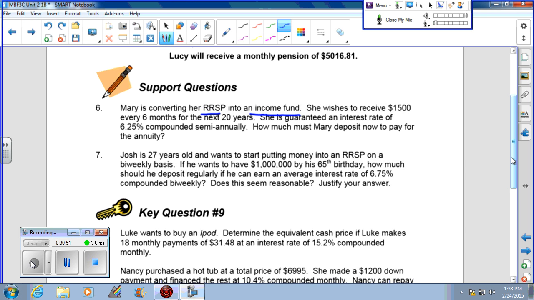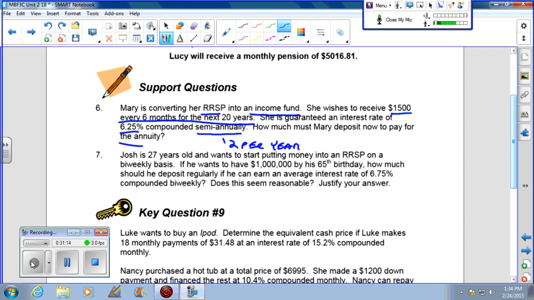Mary is converting her RSP into an income fund. She wishes to receive $1,500 every 6 months for the next 20 years. That's a little different, isn't it? She's guaranteed an interest rate of 6.25% compounded semi-annually, that's 2 per year. How much must Mary deposit now to pay the annuity?